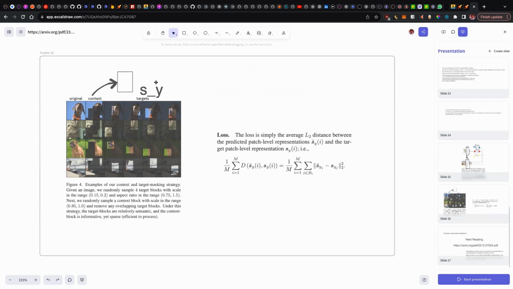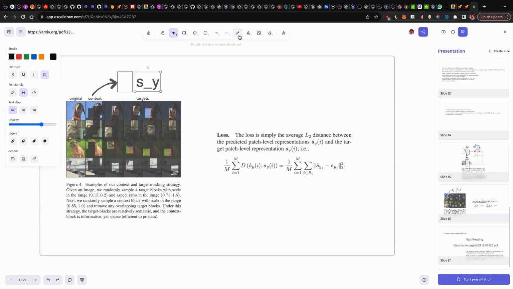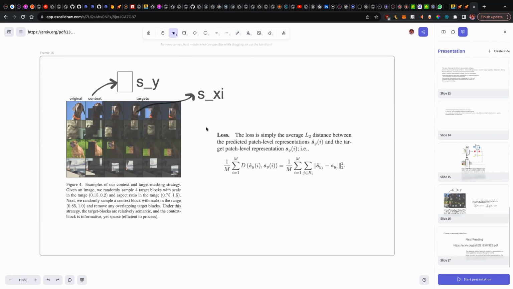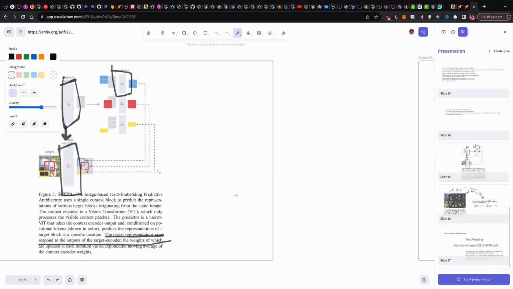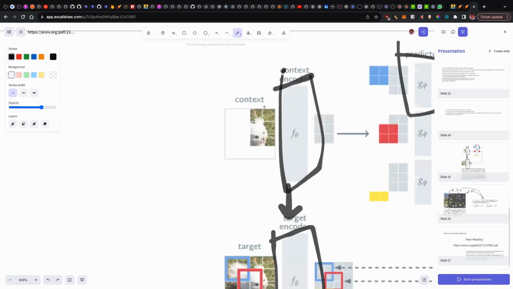And then, as they are saying, for each of the target patches as well, they create an intermediate representation. And then they take the average L2 distance between multiple intermediate representations for each of these targets, and the intermediate representation from the context. And then they just take the average L2 distance and do a weight update on this context encoder model, as well as take weight updates on the predictor model.